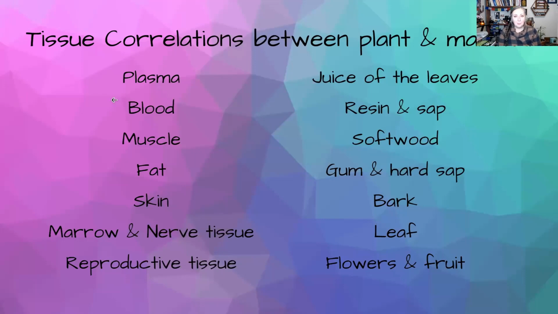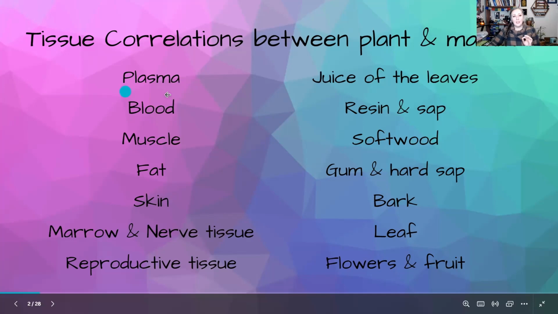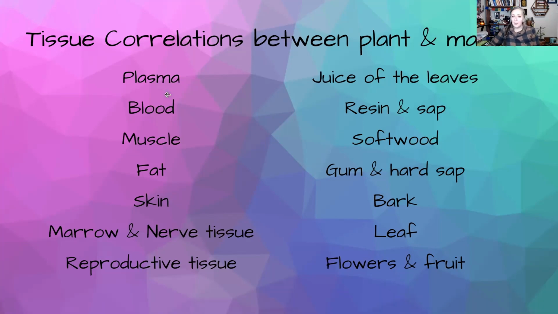So I'm going to break this down for you. For the body part or tissue plasma, we can find treatments in the juice of the leaves. For blood, we could look to the resin and sap. For muscle, we could look to the hard woods that we find in nature. For fat, we could look to the gum and the hard saps found in trees.